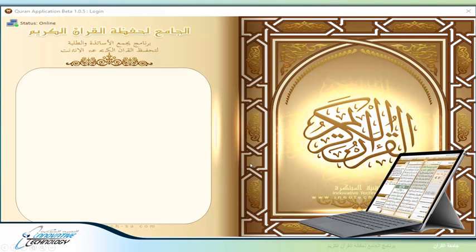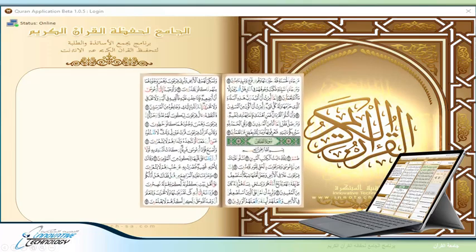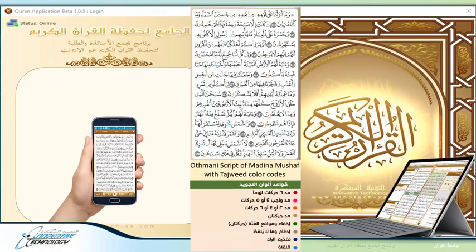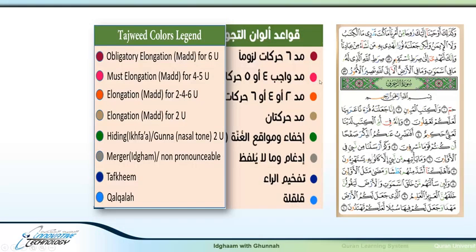In our Quran learning management system, whether we're using the desktop version or the mobile version, in both cases, we use the Othmani script of Medina Mus'haf with Tajweed color codes, which we call Qawa'idu Alwani Tajweed, where every Tajweed rule, hukum, is given a unique color code. The objective of these color codes is to alert us to the presence of Tajweed rules while reading the Quran. And among the colors used in this Tajweed color legend, we'll find the color green, which indicates the hiding ikhfa and ghunnah nasal tone, ikhfa wa mawaqi' al-ghunnah.